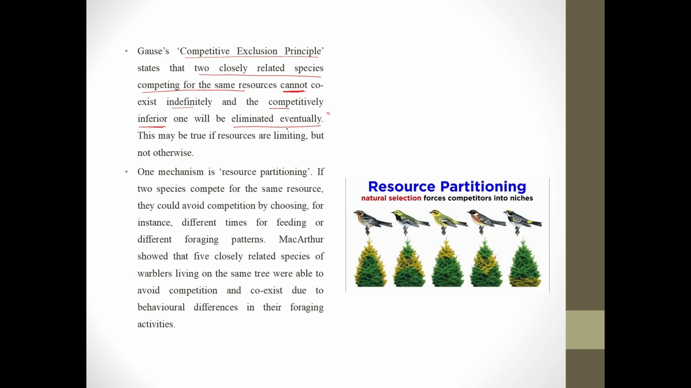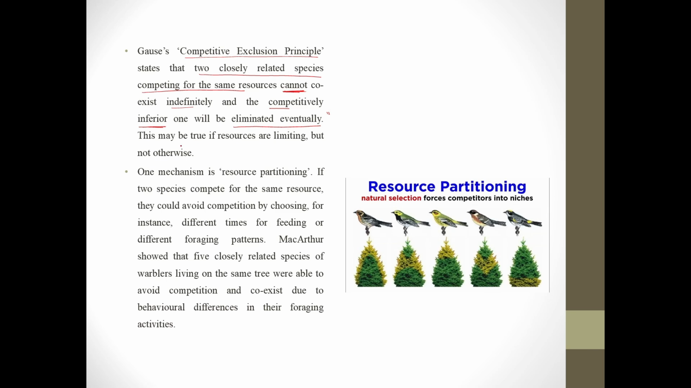Now, to contrast this principle, one such mechanism is resource partitioning. Let's consider an example: if two species compete for the same resource, they could avoid this competition, for instance, by different feeding times or different foraging patterns. MacArthur showed that five closely related species of warblers living on the same tree were able to avoid competition and coexist due to behavioral differences.